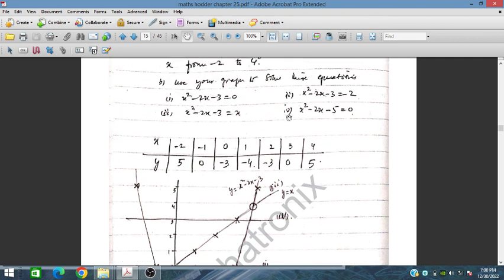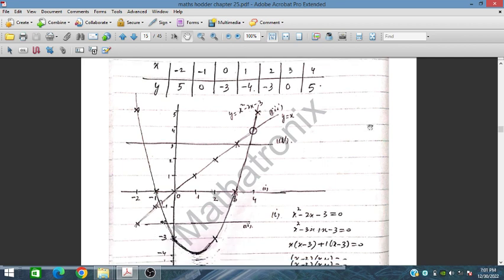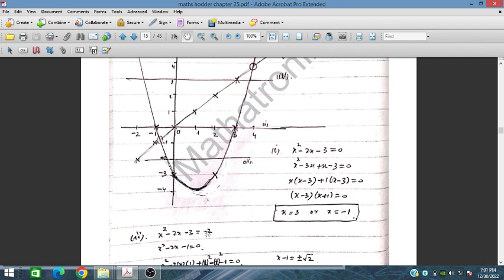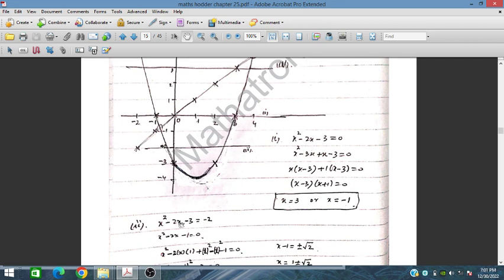In the second part we have to find x square minus 2x minus 3 is equal to minus 2. So the y value is taken as minus 2. So this is y is minus 1, this is minus 2. At this point the line is intersecting here and here. So we have to find x at y is equal to minus 2. So this equation is equivalent to minus 2.